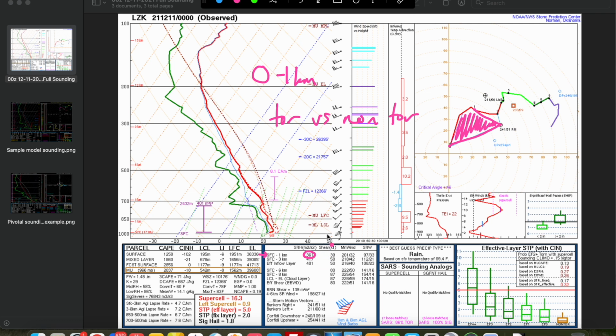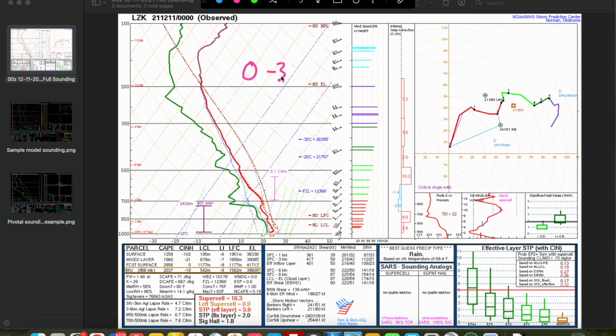Again, when we're talking about 0 to 1 kilometer storm relative helicity, we like to see values above about 150 meters squared per second squared, as a rule of thumb discriminator value for tornadic versus non-tornadic supercells. And 361 is very, very high. So in this environment, we're seeing very high 0 to 1 SRH. We're also seeing very high 0 to 3 kilometer SRH.